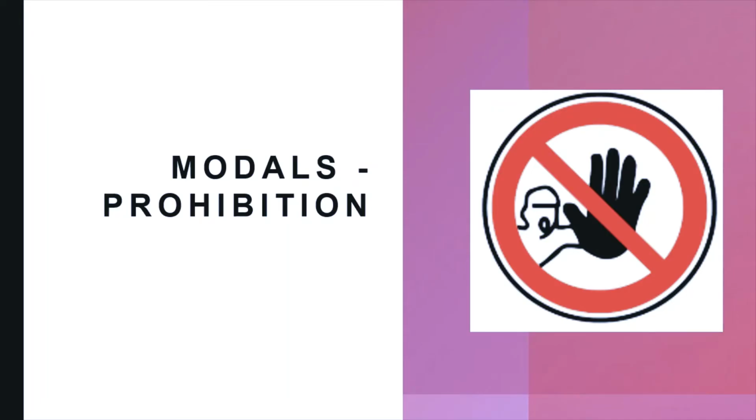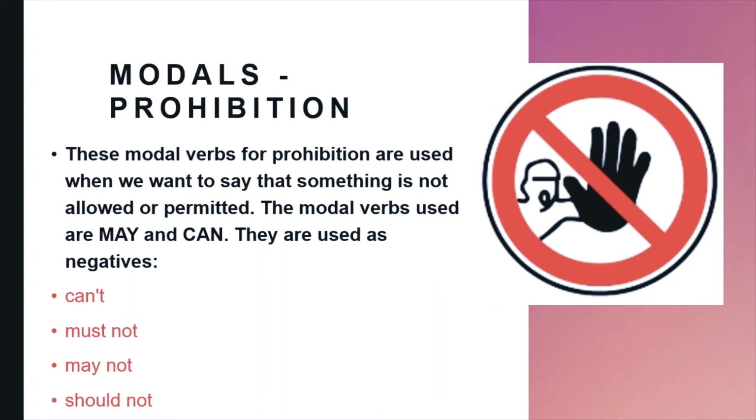Now let's go to the next modal verbs, which are the modal verbs of prohibition. Alright, so modal verbs of prohibition are pretty simple. These modal verbs for prohibition are used when we want to say that something is not allowed or permitted. The modal verbs used are may and can, used as negatives, like can't or cannot, must not, may not, and should not.